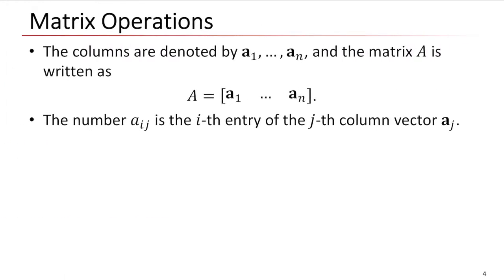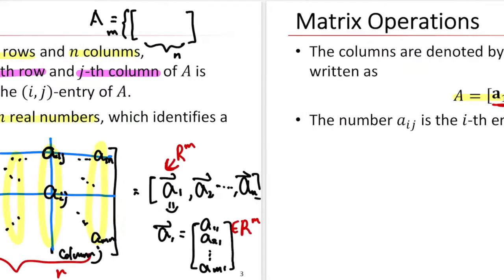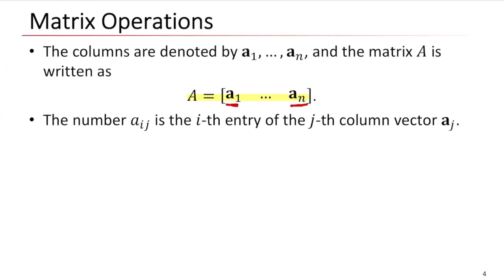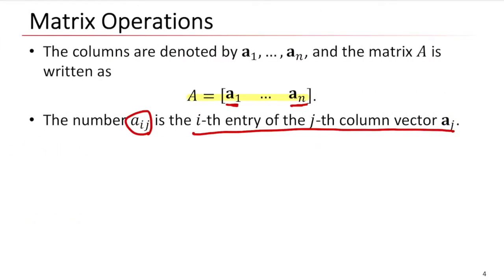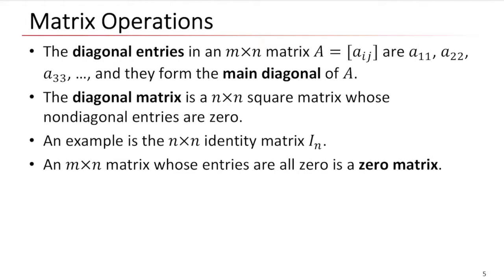As we discussed, this arbitrary matrix A consists of n column vectors, something like this, right? And the number aij is the ith entry of the jth column vector aj. Like here, like this, right? We already discussed this in the last lecture, right?